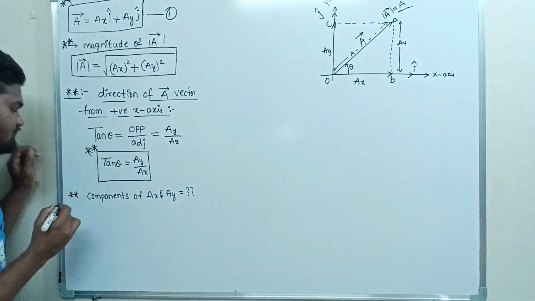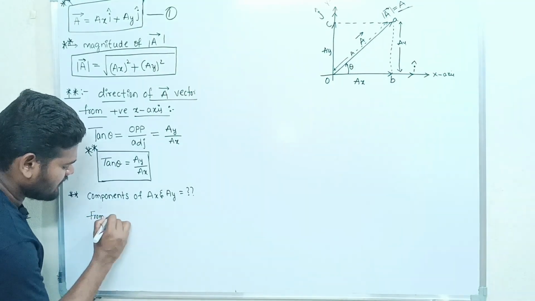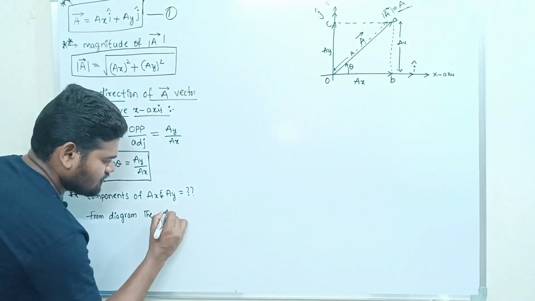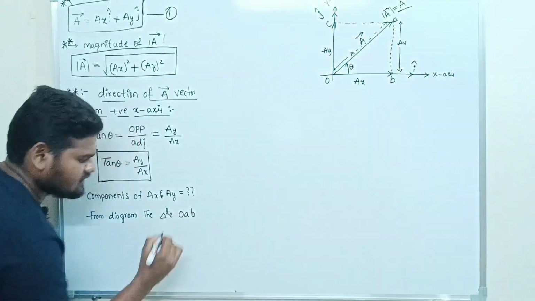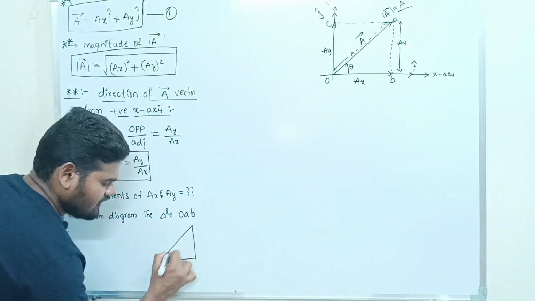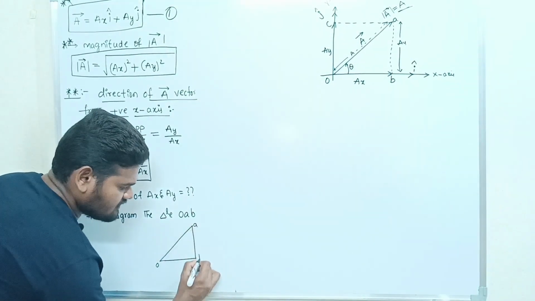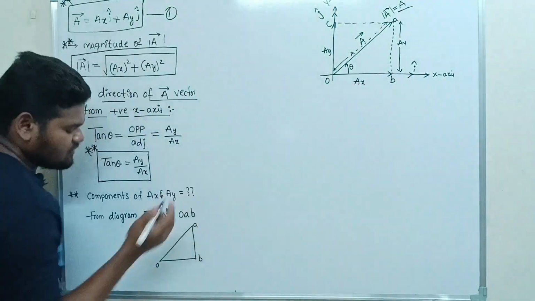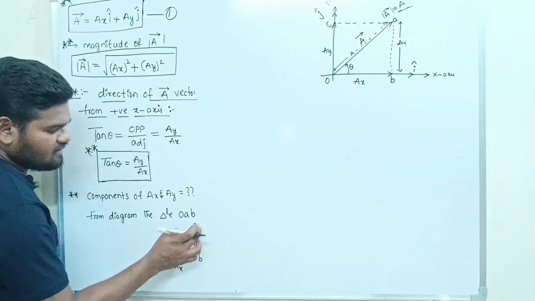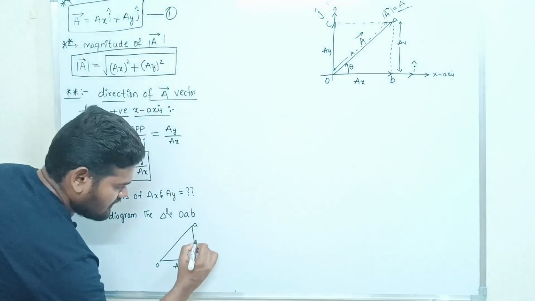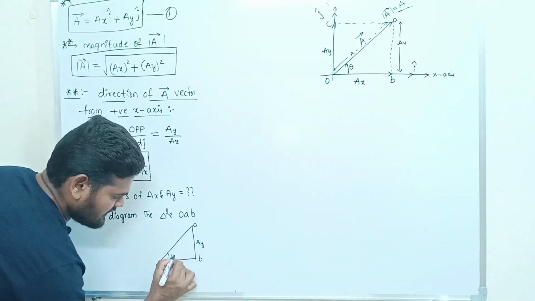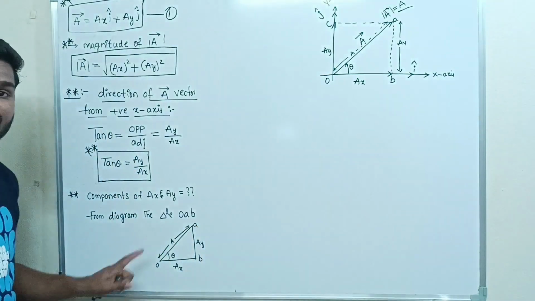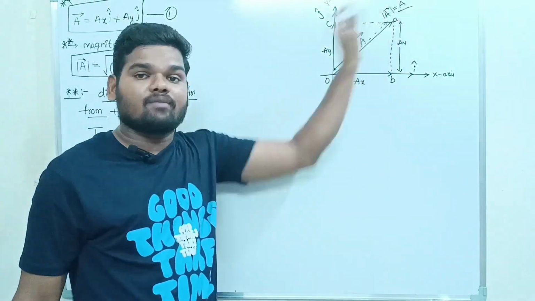Right. Have a look from the diagram. The triangle OAB. This is O, this is A, this is B. This is a triangle OAB. So from this triangle, what is OB? OB is nothing but AX. What is AB? AB is nothing but AY. As we know, this is an angle theta, and the magnitude of the A bar vector I am taking as capital A.